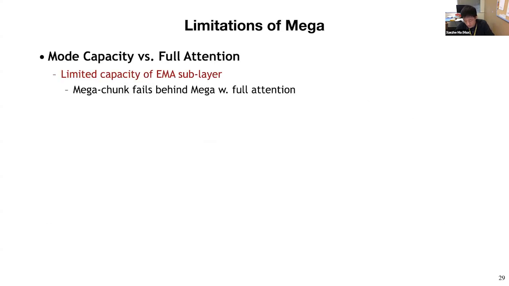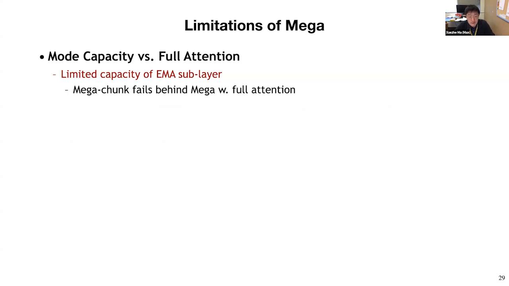So here is our first version of the architecture, named Mega, but even though it achieves promising performance, we still see some limitations of this architecture. The first limitation is that we still see that EMA is not strong enough.